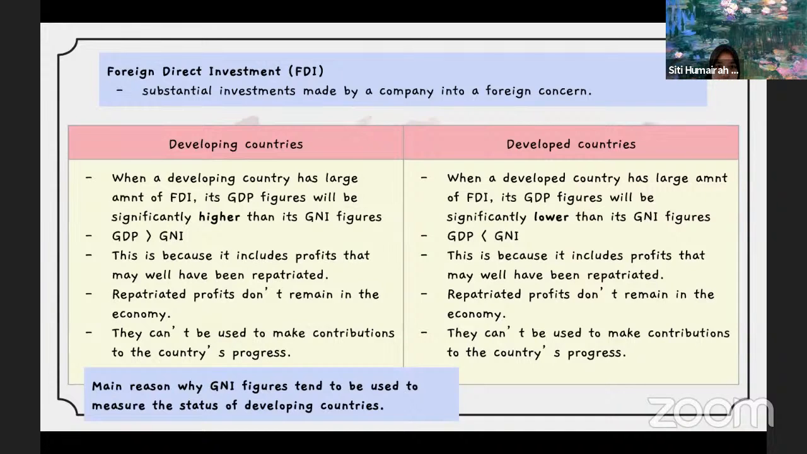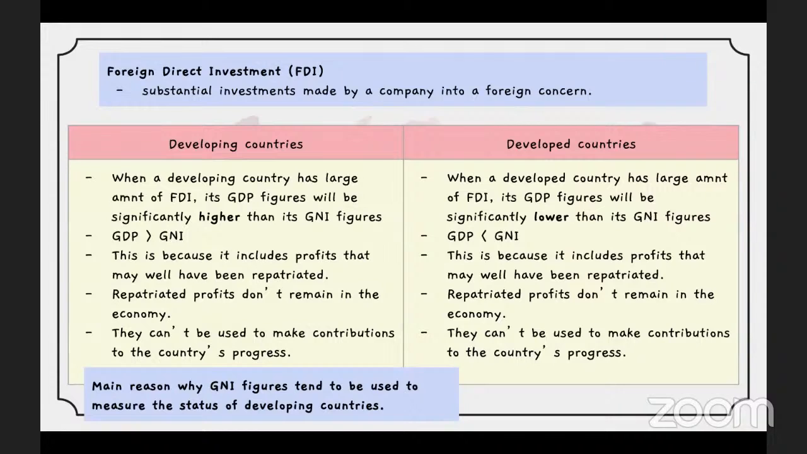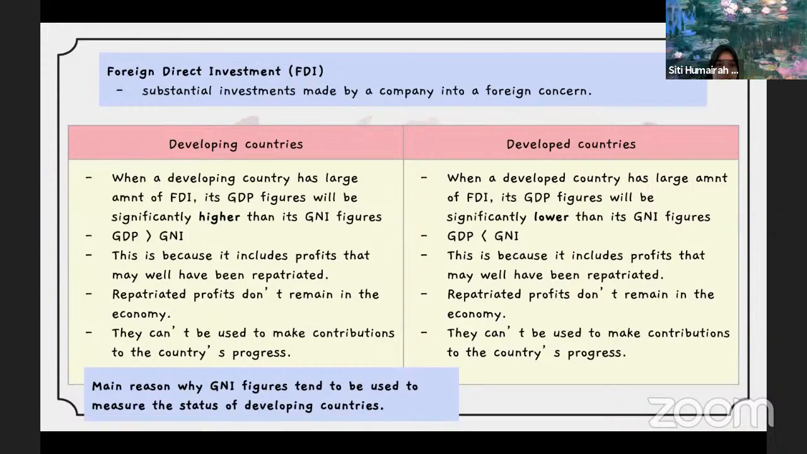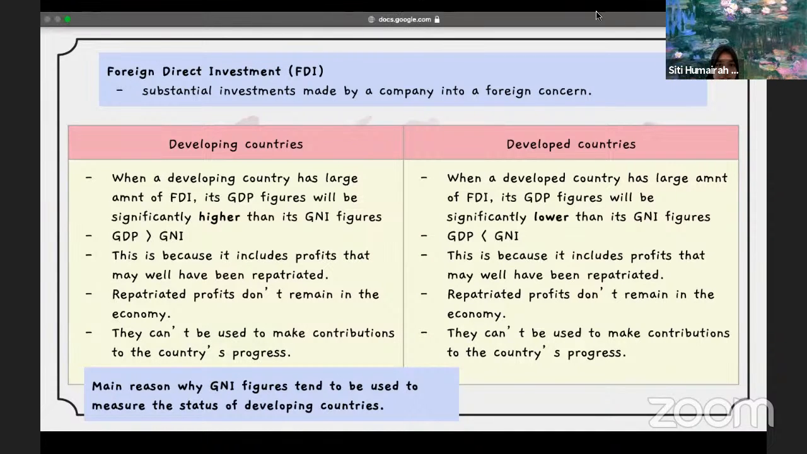So for developed countries, when the FDI is high, GDP will be less than GNI because they include profit that has been repatriated. Repeat kejap. Ulang balik kejap. Macam mana, teacher? Yang you cakap tadi tu. Ulang sikit. For developed countries, when FDI is high, the GDP will be lower than GNI.